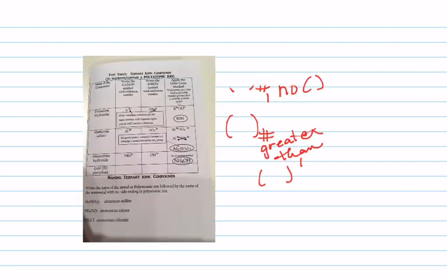Whoops. Keep hitting the wrong button. Okay, so aluminum sulfate. Aluminum sulfate. Aluminum is Al3. Oh, I just did that one. How about we don't do it again?